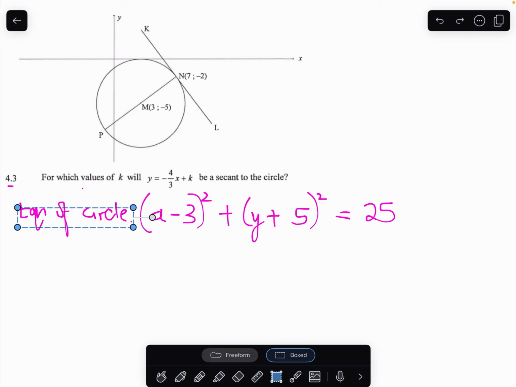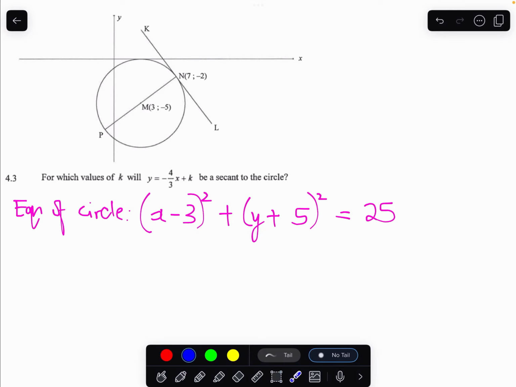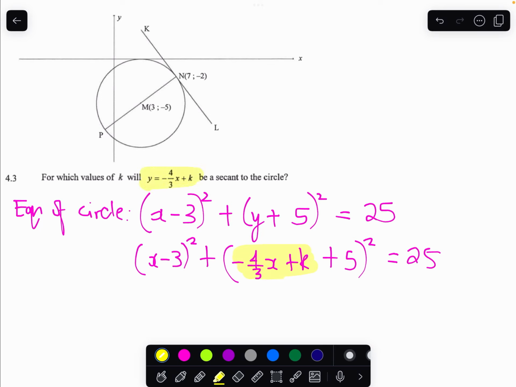Okay, right. And so, intersection between these two. So essentially we're solving these simultaneously. So I'm going to use the method of substitution to replace this y over here with this expression for y that is in terms of x. So we have x minus 3 squared plus negative 4 over 3x plus k plus 5 squared is equal to 25. So just to highlight again where that is coming from, we just replaced the y with this expression.